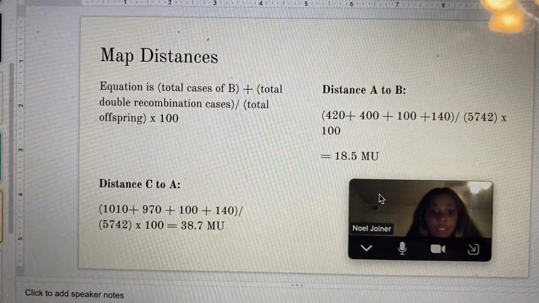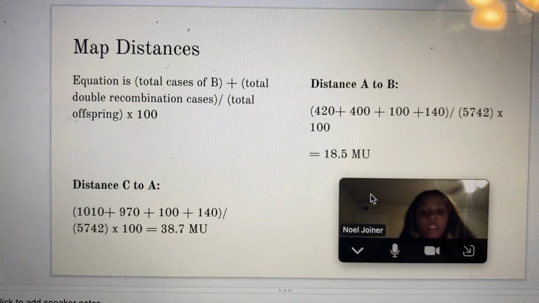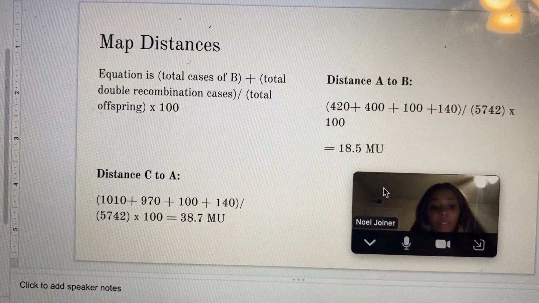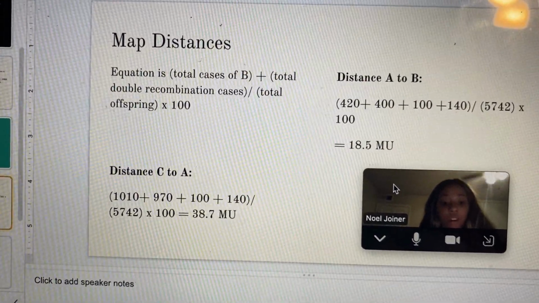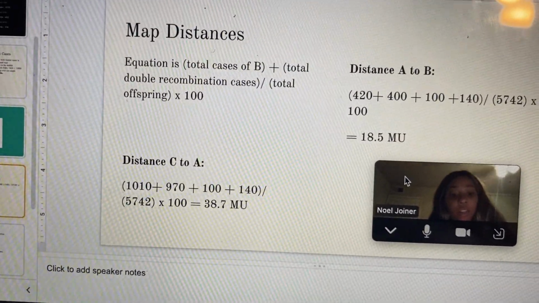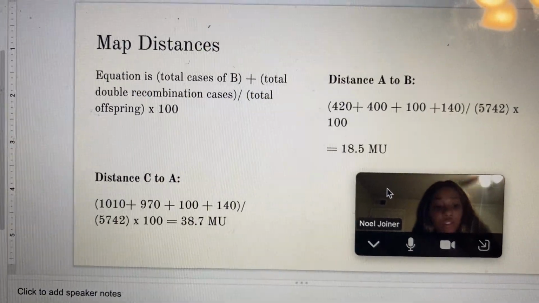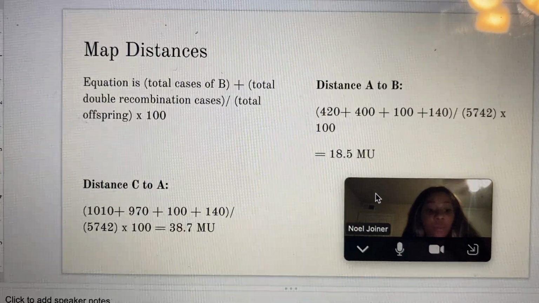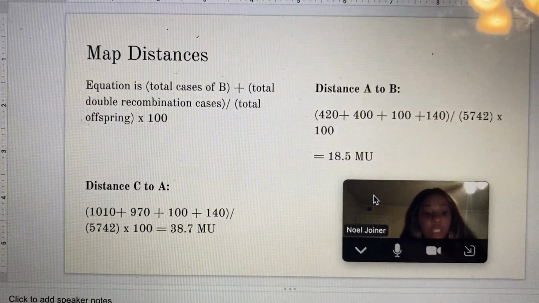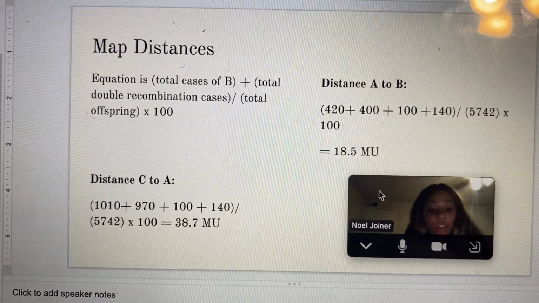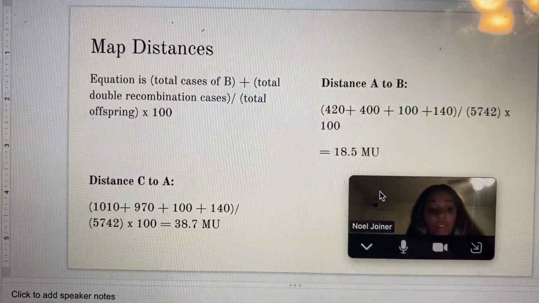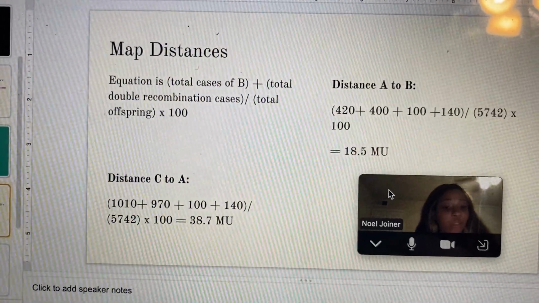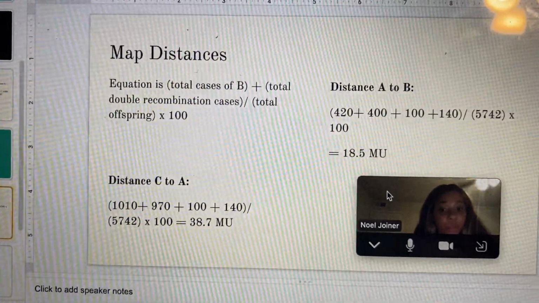So the map distance calculations are here. I have the equation as the total single recombinant cases plus total double recombinant cases, divided by total offspring, times 100. And for distance A to B, it is 420 plus 400, 100, and 140. And you add those together, divided by 5,742, and multiplied by 100, which gives you 18.5 map units.